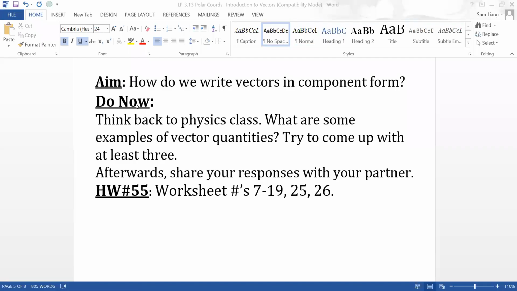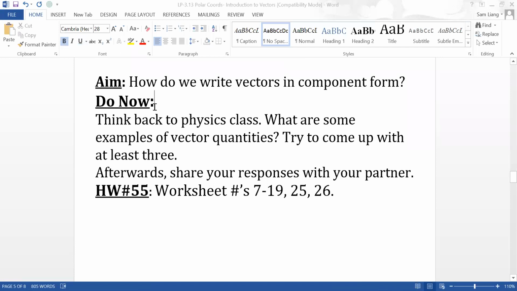Today we're going to start the second portion of this unit, which is polar coordinates and vectors. This is the part of the group project that we didn't get to cover, but it's okay, we're going to cover it now. Your aim for today is: how do we write vectors in component form? This is going to be the introduction to vectors through the lens of mathematics, so we're going to see how to deal with vectors algebraically.